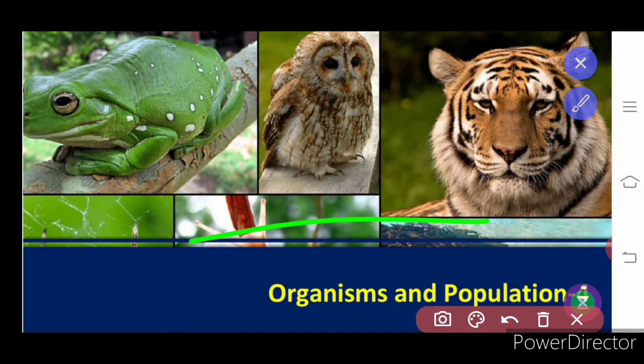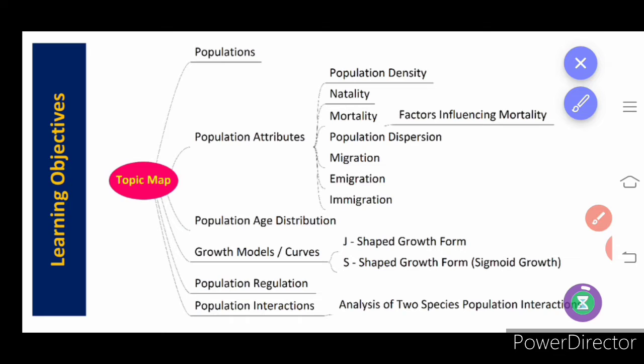So today we will learn about the increase in the population and the terms under population and population attributes. We will learn about the definition for population and population attributes. All these terms we will learn in detail, and then population age distribution. To explain that age distribution, we will learn about the growth models and growth curves and population regulation and interaction.